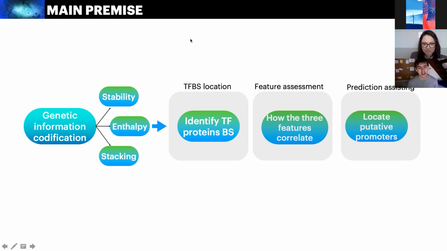So by using this codification, we could get to 3 different segments of results. The first one is when we can totally represent a DNA sequence by taking a look at its profile and say exactly which are the areas where transcription factor proteins, in that case, since we're talking about bacteria, the sigma factors, bind specifically. There should be a difference in the stability, in the enthalpy, and in stacking levels in that particular region, because it's the region that the transcription factor proteins, such as the sigma factors, bind specifically to those DNA areas.